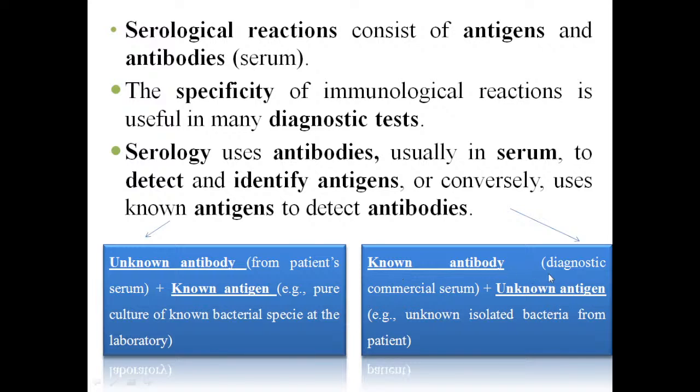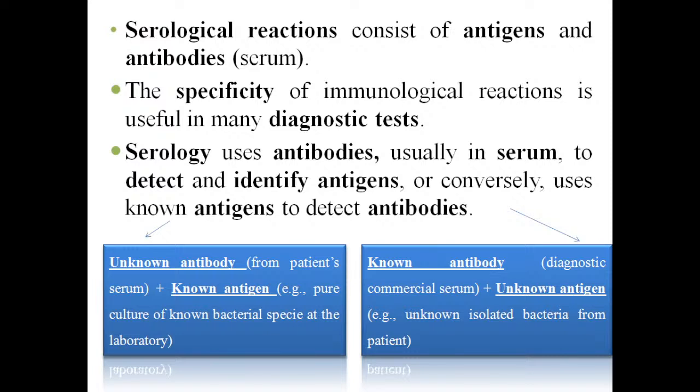In another variant, we have known antibody. Known antibody is diagnostic commercial serum. They are present in small bottles, and it is written, for example, diagnostic serum for Salmonella typhi, diagnostic serum for Staphylococcus aureus. It means that we know what these antibodies are. These are antibodies against Staphylococcus aureus. If we use known antibody, we should use unknown antigen. Unknown antigen is bacteria isolated from the patient.